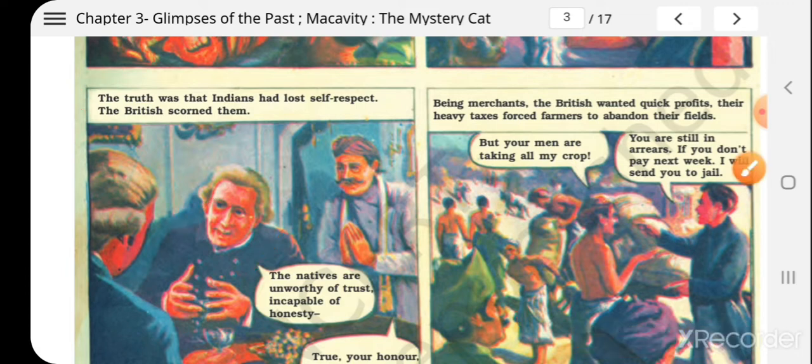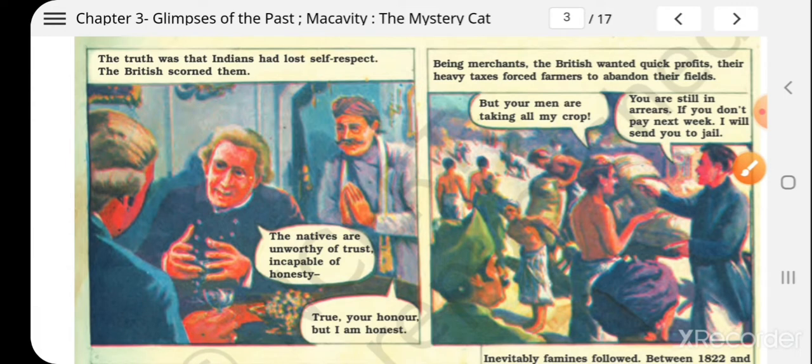And you can see the Indian here is standing and how he is responding. That true, you are right, Your Honor, but I am honest. That you are right. All the natives are unworthy of trust, but trust me, I am honest. Okay, so in next one you can see here that being merchants, the British wanted quick profits. यहाँ पर वो business कर रहे थे, it means they were merchants and they wanted quick profits. उनको quick profits चाहिए था.